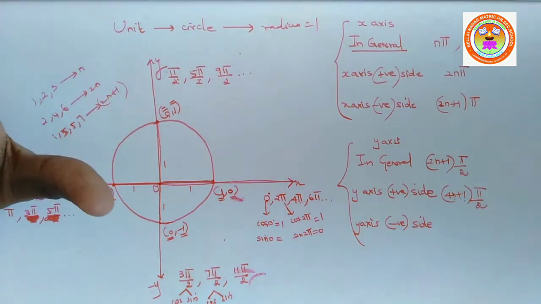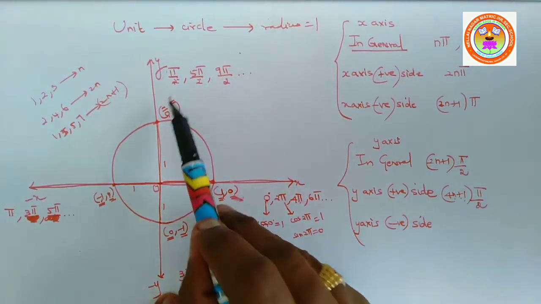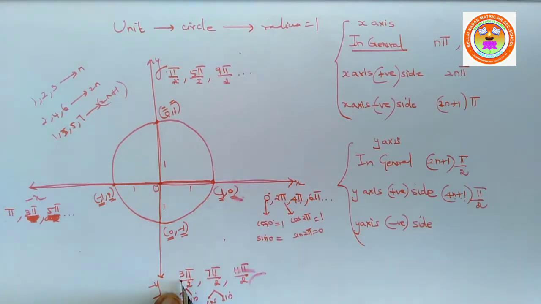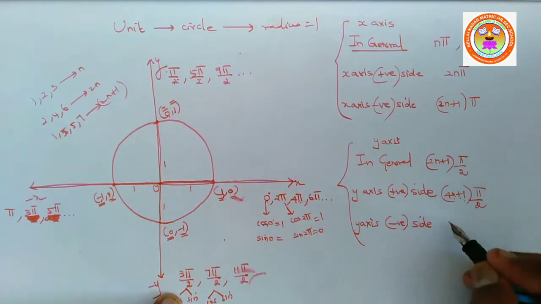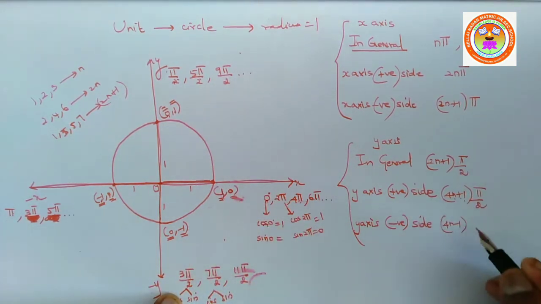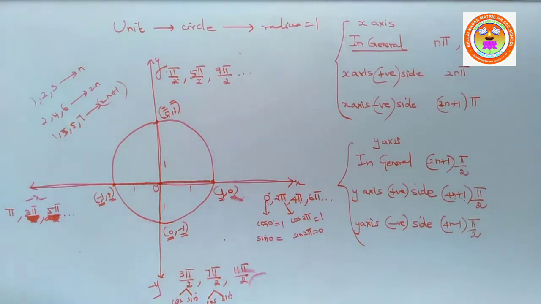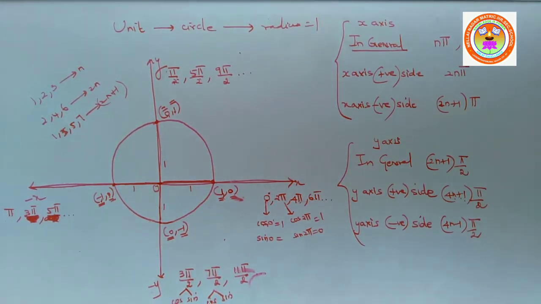If we go like that, the same difference applies here also, but it starts at 1, 5, 9 on the positive side. Here it is 3, 7, 11, so you need to write 4n minus 1 into pi by 2. So in general we have written this. Using this we can easily solve the problems. But each and every time I can't draw the diagram and show you, so memorize this in general.